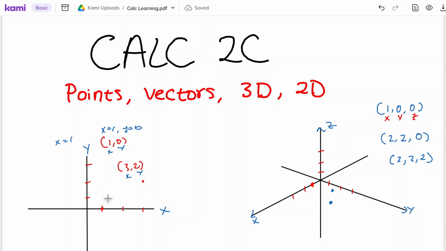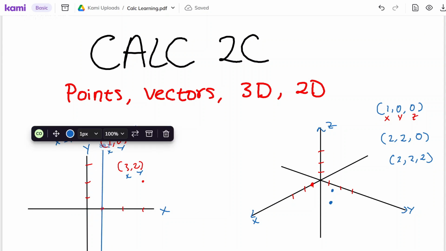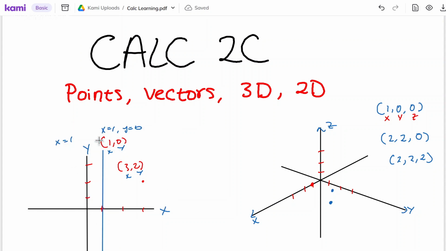Like the y changes, but since the y isn't constrained, that means that this whole line, from positive infinity to negative infinity, the x is always going to be 1 in this place. So that's what x equals 1 would look like. So let's move that over to the 3D graph.